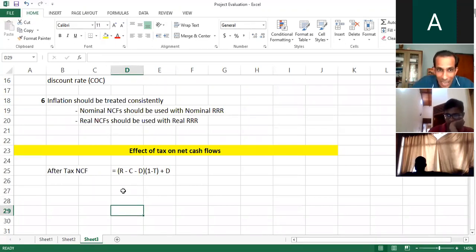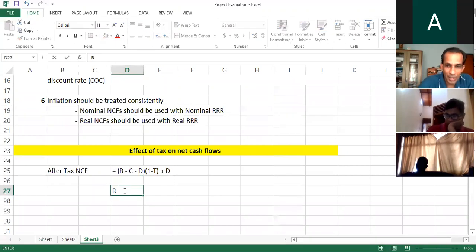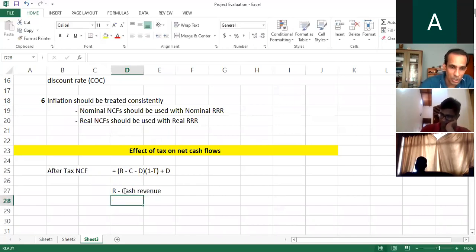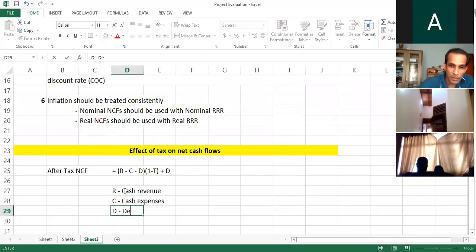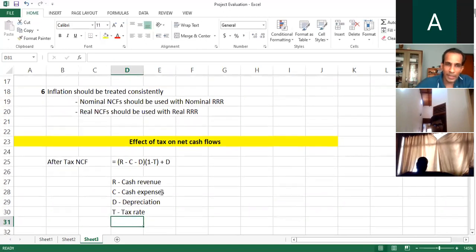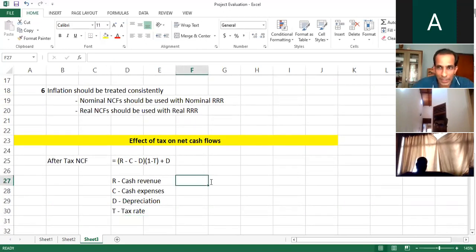Is that clear? R means cash revenue, right? C means cash cost in this formula, cash expenses. Then D is depreciation, and T means the tax rate. So in this way, we can calculate after tax net cash flow, net cash flow after tax.